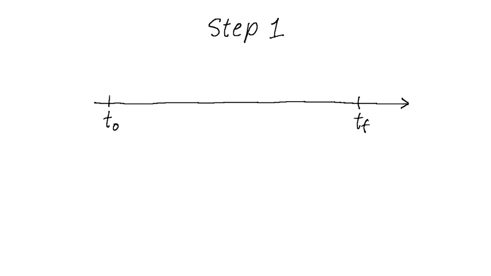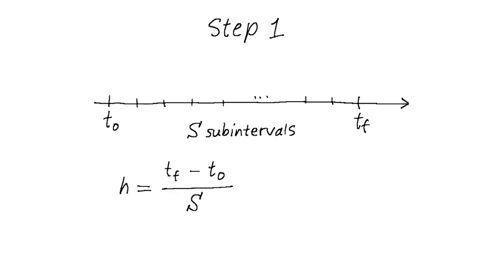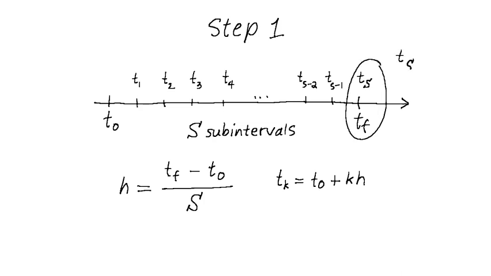Step 1 in our solution involves dividing the interval t0 to tf into capital S identical subintervals. The width of each subinterval is calculated as h is equal to t final minus t0 over capital S, and we focus on the right endpoints of each of these subintervals, t1, t2, and so on up to t sub capital S. You'll notice that t sub k is equal to the initial time t0 plus k times h. So, t sub capital S is synonymous with t final.